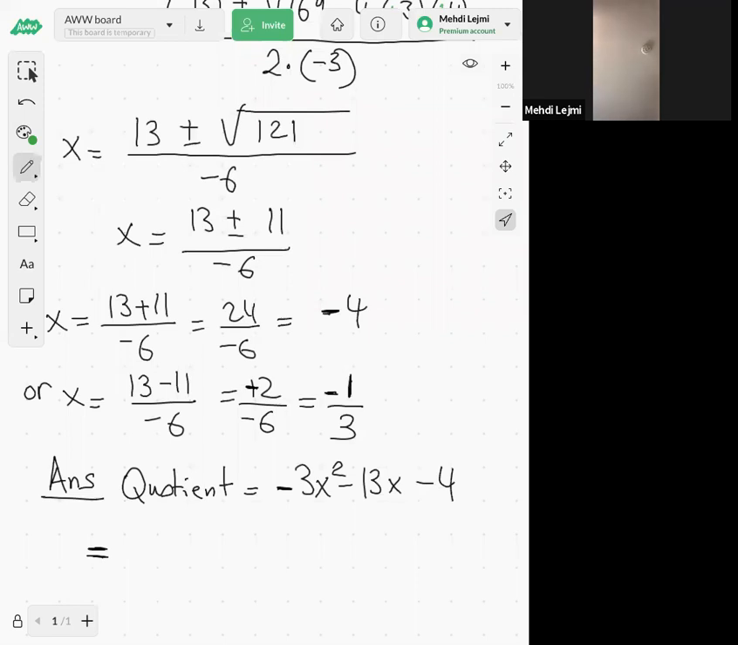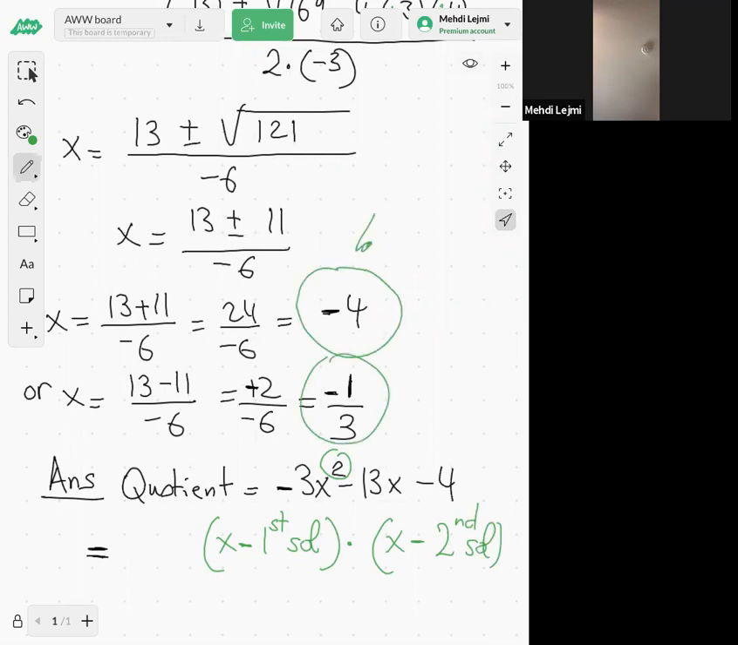Because it's a quadratic, we expect two solutions. So we're going to have x minus the first solution times x minus the second solution, right? And here are my solutions, the negative 4 and the negative 1/3. But then don't forget, because this is negative 3x squared, x times x will be x squared, so I need to put this negative 3 in the front. So it's negative 3 times x minus the first solution times x minus the second solution.